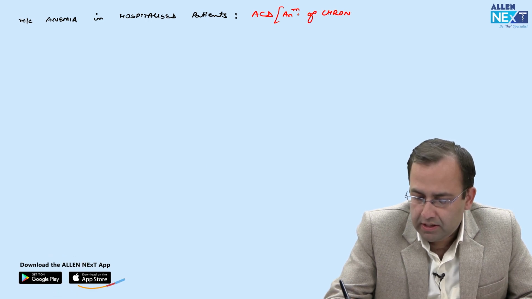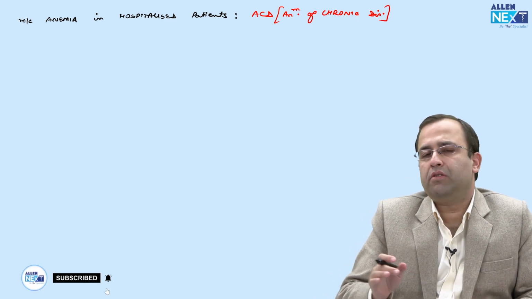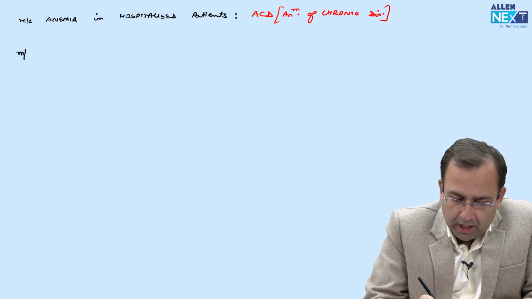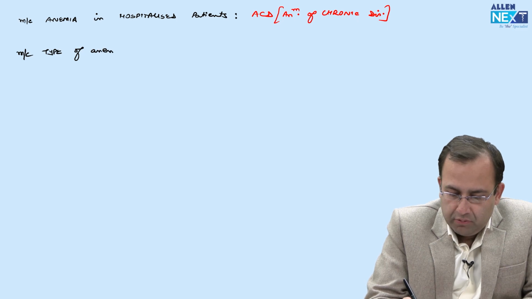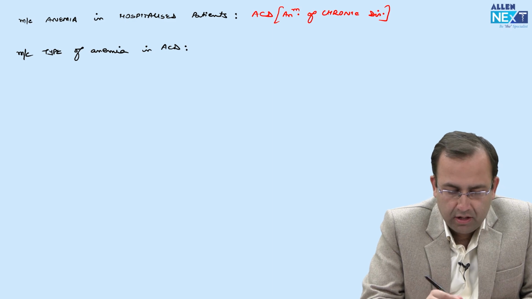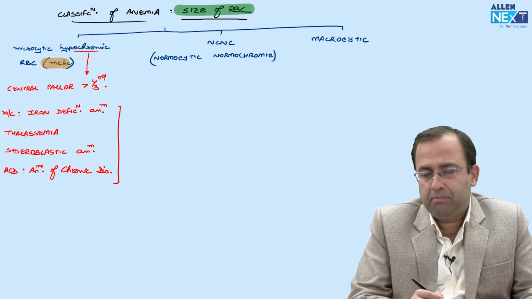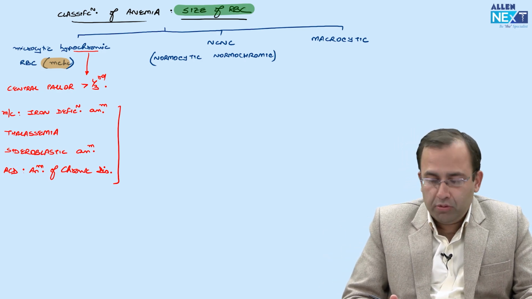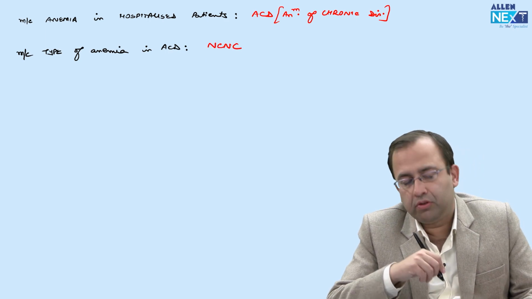We hospitalize chronic disease patients. Next point. Most common type of anemia in ACD. Anemia of chronic disease. Most commonly it causes which type of anemia? Microcytic hypochromic, normocytic normochromic, or macrocytic? Most common type of anemia in ACD, normocytic normochromic.